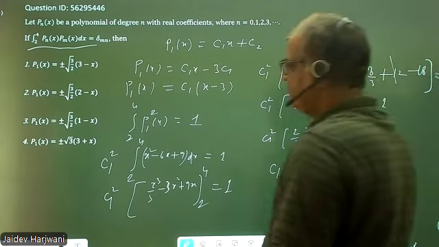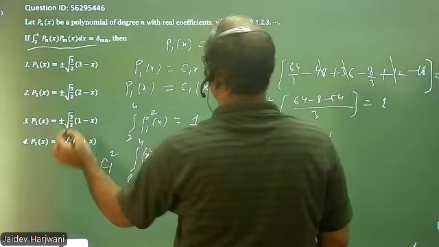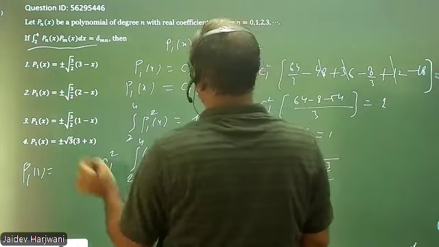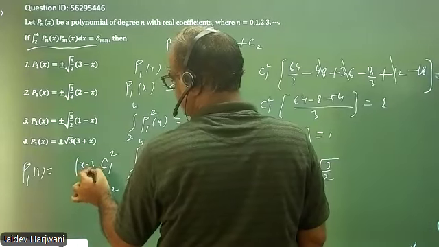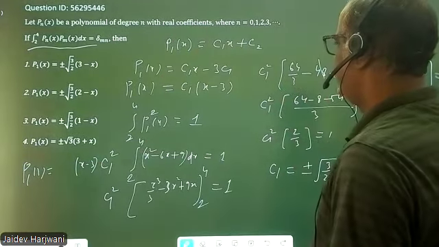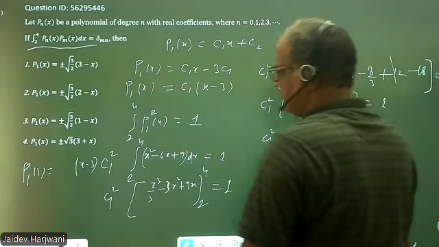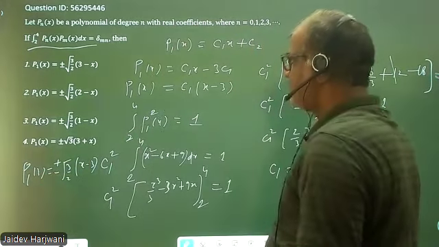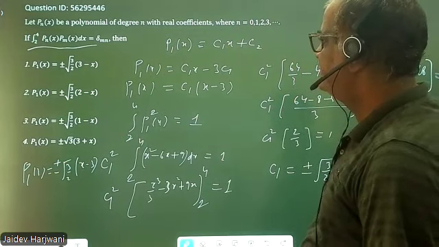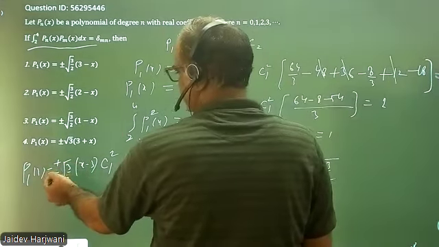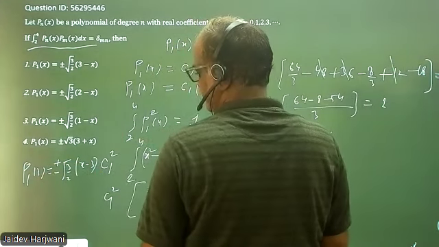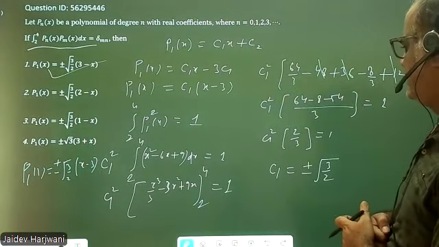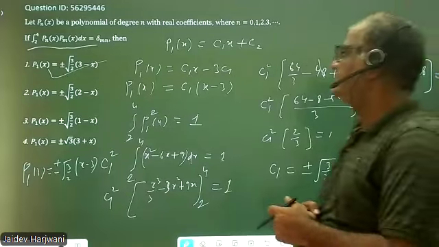Okay. So my P1(x) becomes, already here, (x minus 3) is there, and then you have plus or minus root 3 by 2. So if you take the minus common, that will be plus or minus root 3 by 2 times (3 minus x). So this should be the answer. Okay. This should be the answer. Okay. So thank you very much.